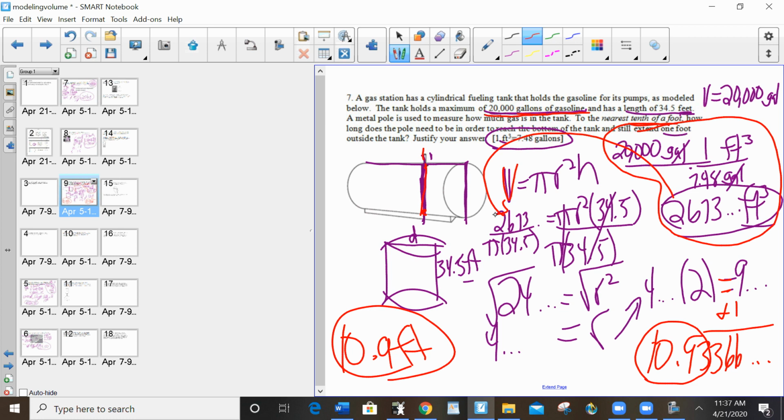And again, I think the hardest part of this question was wrapping your head around what it's asking for. It wants the length of this stick. Well, this stick, again, is the diameter plus 1. So once I found the diameter by multiplying by 2, I added 1, and I got my answer of 10.9 feet.